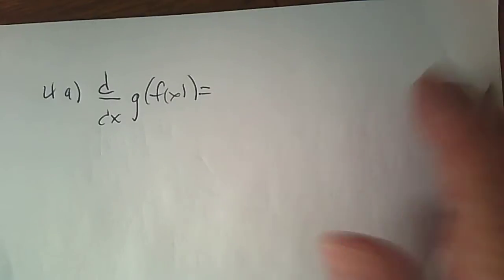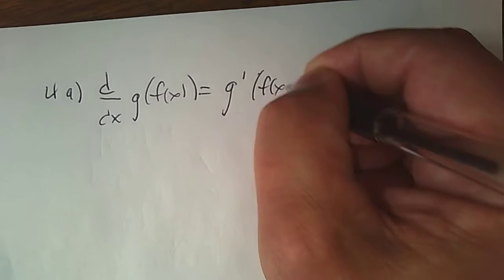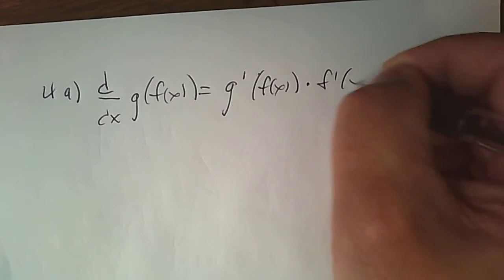So for 4a, if I'm going to do this, I need to know the general rule. This is called the chain rule, ultimately, or the general power rule. This chain rule is the derivative of the outside times the derivative of the inside.